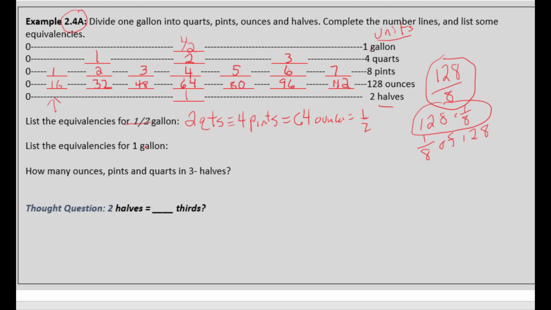List the equivalencies for 1 gallon. Well, they're all listed right here, right? Anything that lines up vertically, like that and like that, are equivalent, meaning they have the same underlying value, despite having different numbers, right? So this would just be 4 quarts. I'm just going to put a Q. 8 pints, put a P. 128 ounces, put an OZ, and 2 halves.